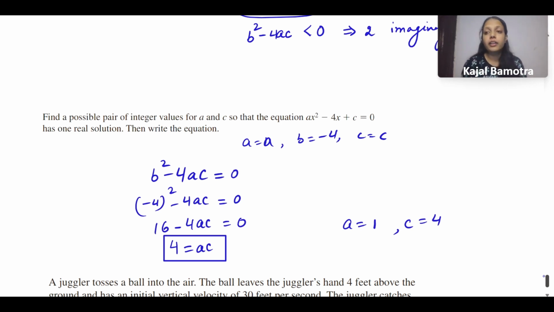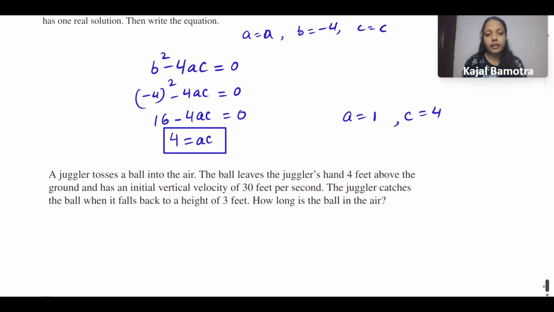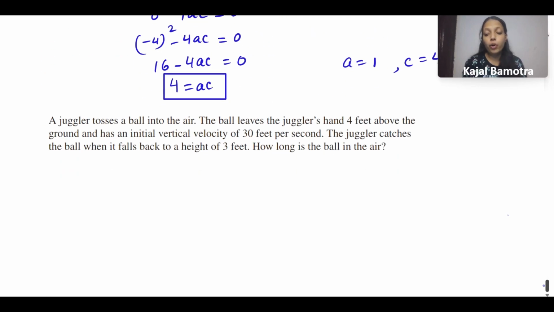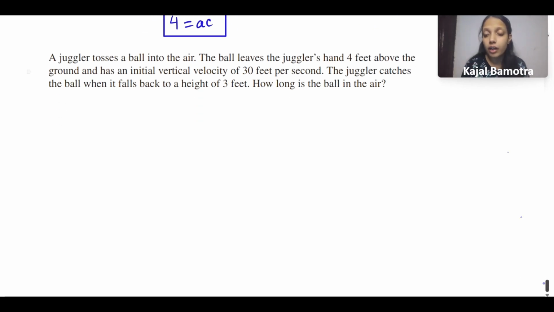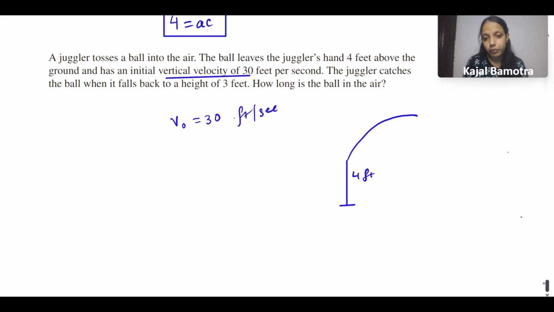Okay? Alright. Next. A juggler tosses a ball into the air. The ball leaves the juggler's hand 4 feet above the ground. So there is the ground, 4 feet, and then the ball is thrown. Initial velocity is 30. Initial velocity is written as v0. That is 30 feet per second. The juggler catches the ball when it falls back to a height of 3 feet.